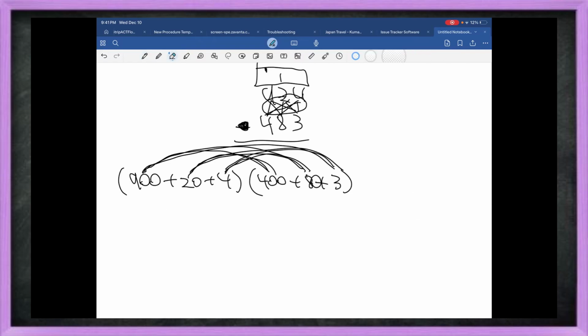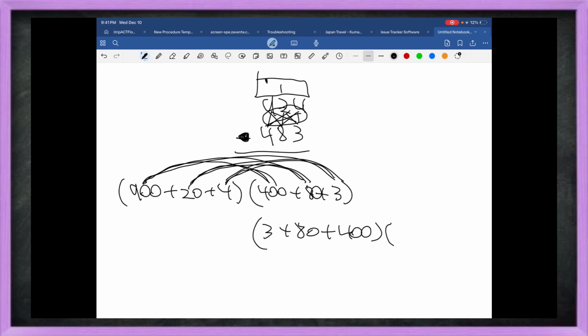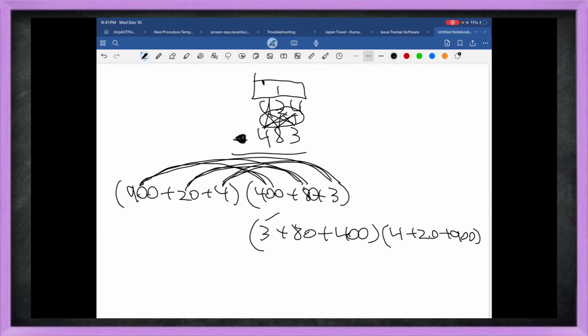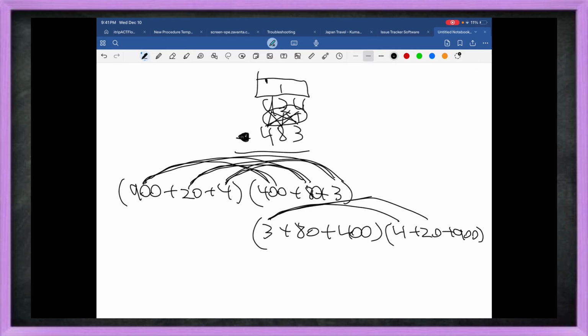And it's the same thing. Even though we did 900 times 3, if we reordered this, we could say 3 plus 80 plus 400 times 4 plus 20 plus 900. That's the commutative property, not the distributive property. Up here, we did 3 times 4 first, 3 times 20, 3 times 900. You get the picture.